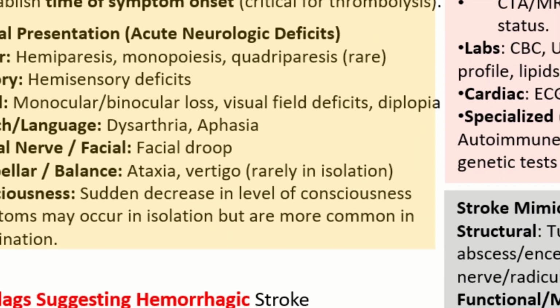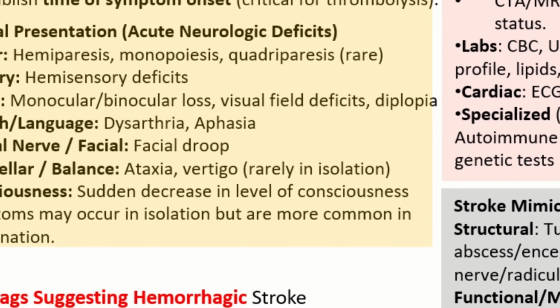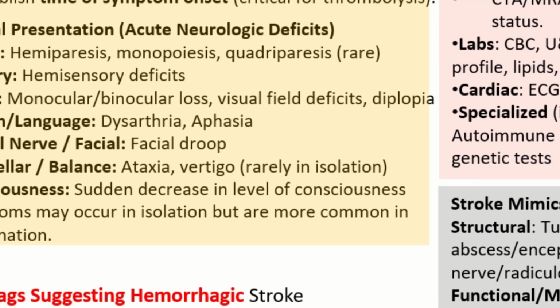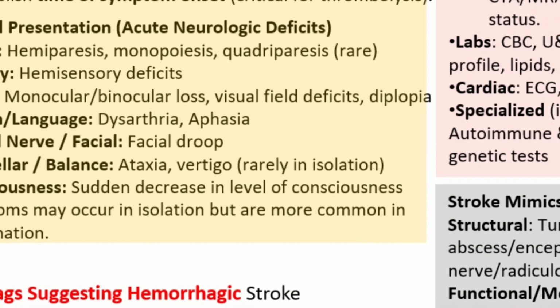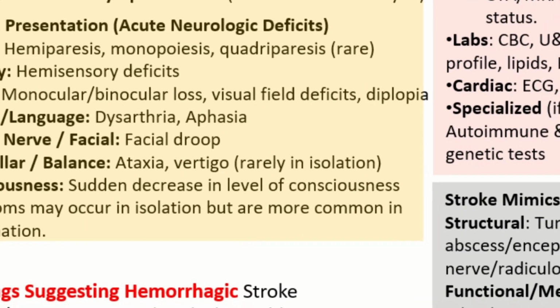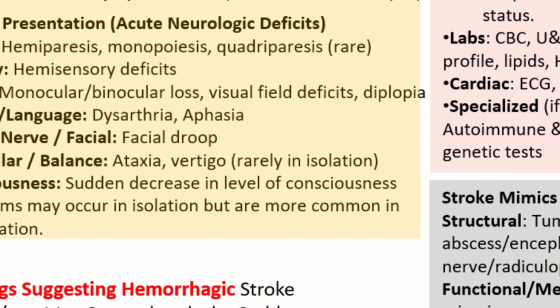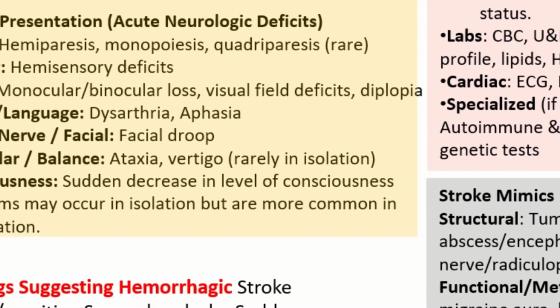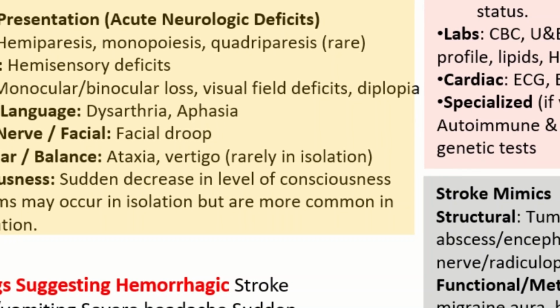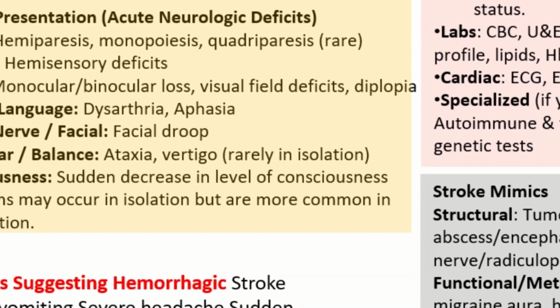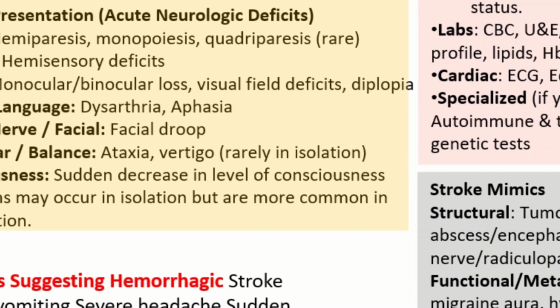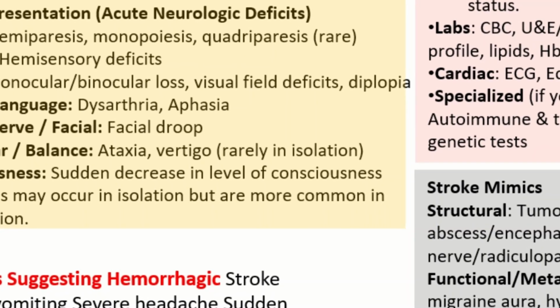Then we have things like loss of balance, that is ataxia and vertigo, and this will occur if we have a stroke in the posterior part, which has the cerebellum. They may have a loss of consciousness, mostly if there is interruption of the RAS, the reticular activating system, because this is the area of the brain that is important in maintaining wakefulness.